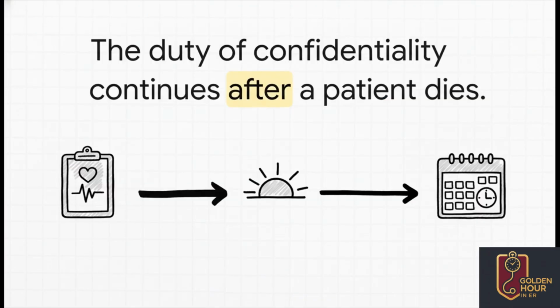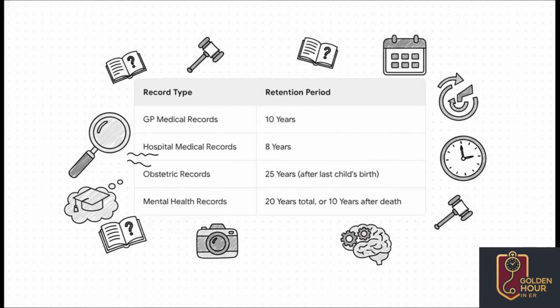And get this, your duty of confidentiality doesn't just stop when a patient passes away. This is a favorite topic for multiple choice questions, so you've got to know how long different kinds of medical records need to be kept. You just have to memorize these numbers. Seriously, take a screenshot of this if you need to, and pay extra close attention to the mental health records. We heard this exact one came up on a recent exam. It's 20 years in total, or 10 years after death.